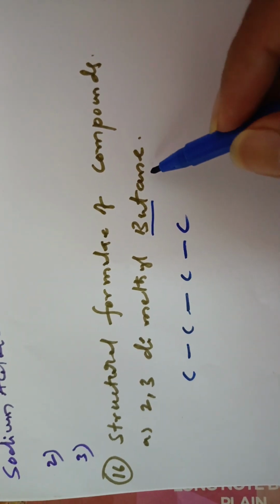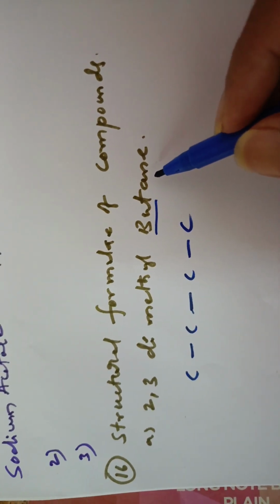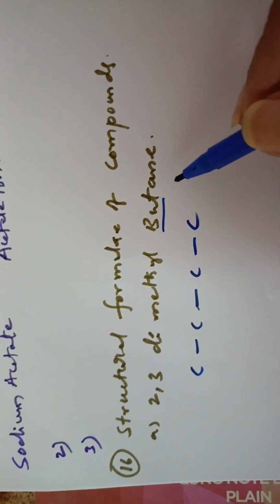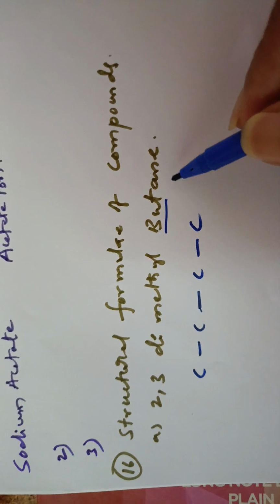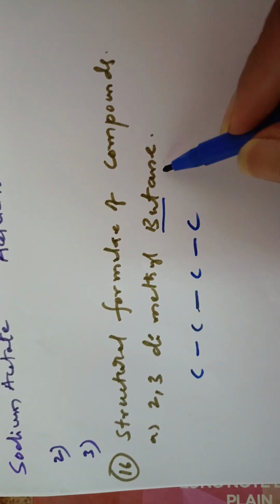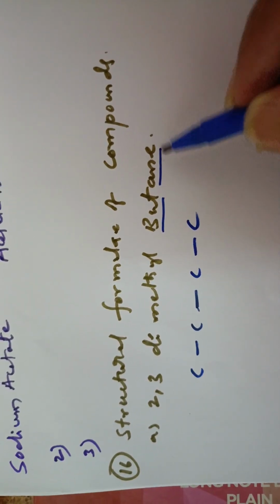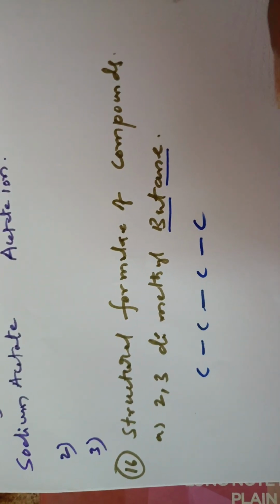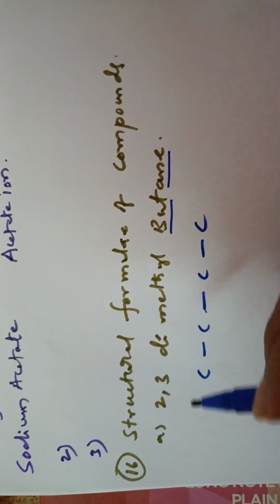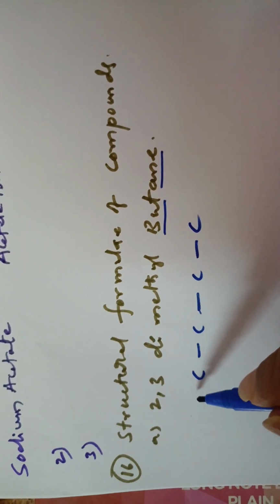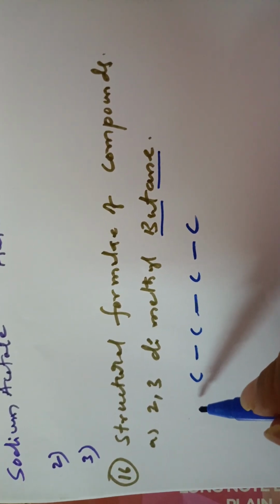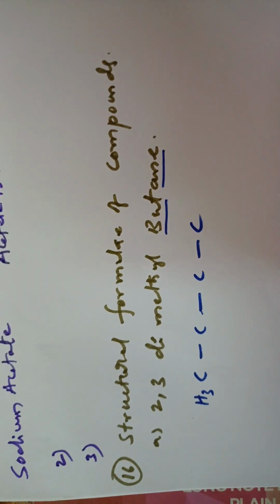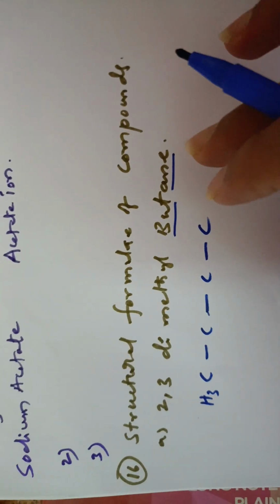Next, ane. Ane is the primary suffix. So ane means this molecule has all single bonds. So that means all are single bonds, CH3. Okay, all are single bonds.